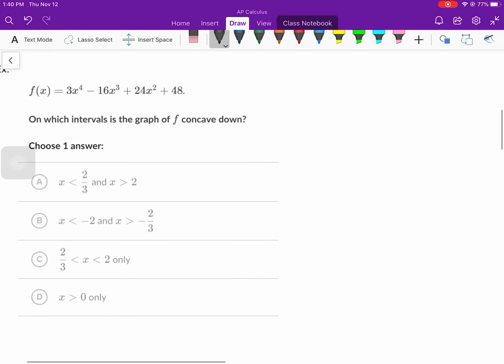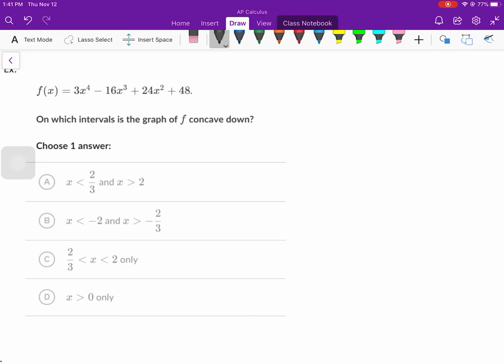So let's look at this first problem. We're not going to do a first derivative test. We're going to do what's called a second derivative test. And don't fear, it's the exact same process. It just tells us something different about the function. So I'm going to label it a little bit differently.